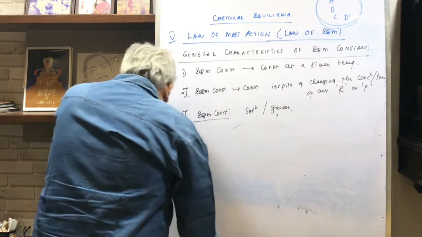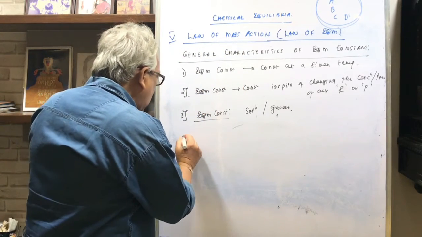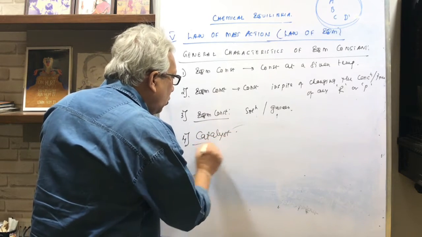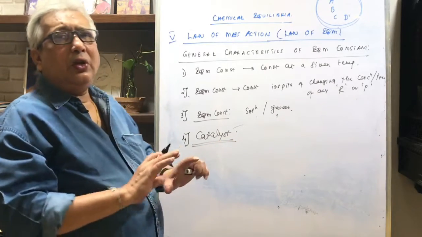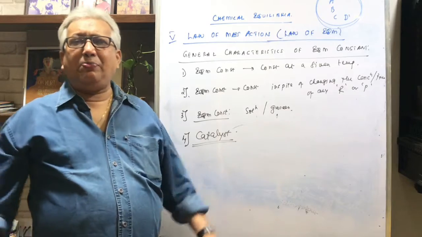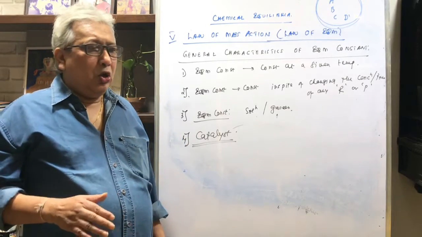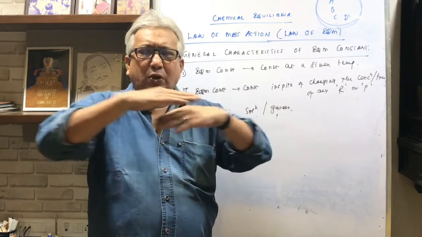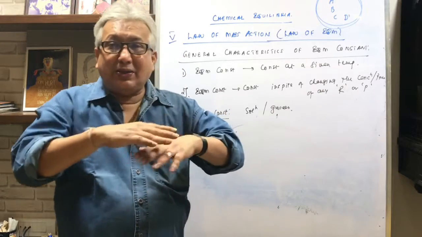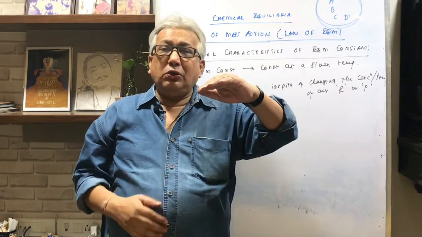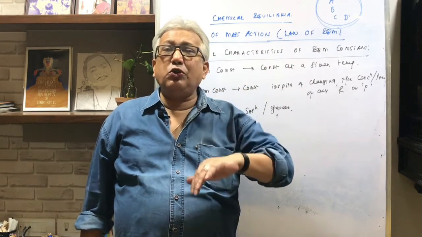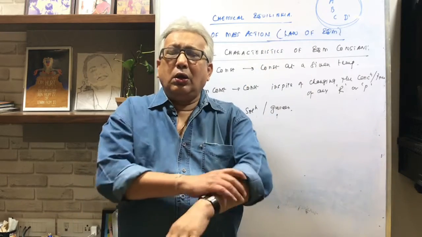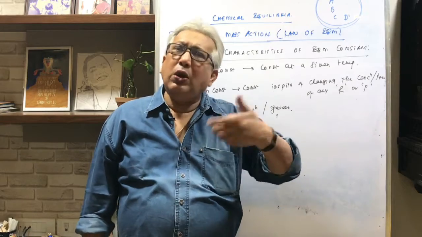Then coming to point number 4. Point number 4 is that the presence of a catalyst will not have any effect on the value of Kc or Kp. What happens if you use a catalyst? The only thing is, both the rate of forward and backward reaction will increase, and therefore the equilibrium will be attained very fast. But the ratio of the concentration of products to the concentration of reactants, raised to the suitable power according to their stoichiometric coefficients in the balanced equation, will remain the same.